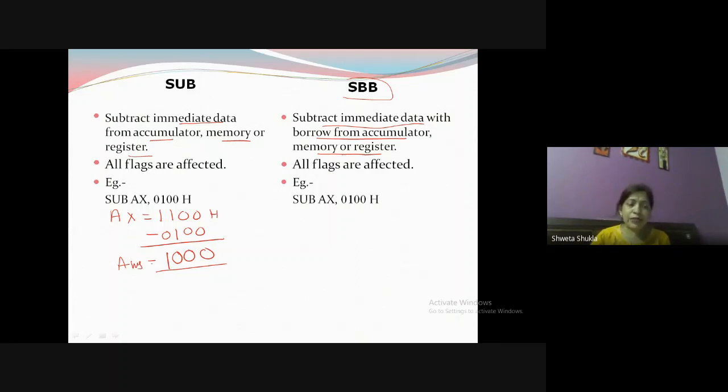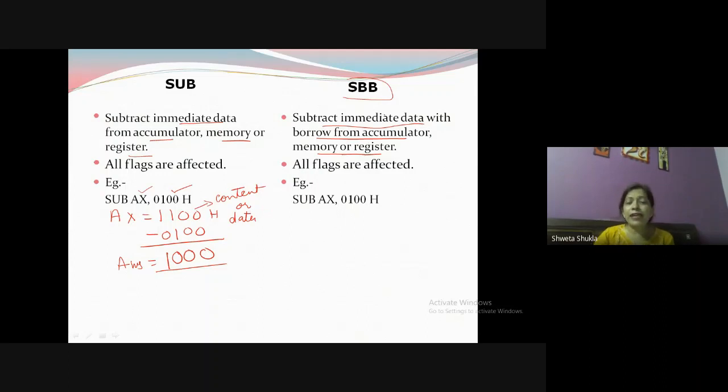Remember, that means you have to actually subtract the immediate data from the content of the AX register. And what was the content of the AX register? The content or data, you can say anything. So the content of the AX register was 1100. Remember this thing: it may be a content or it may be data. You can call it anything.